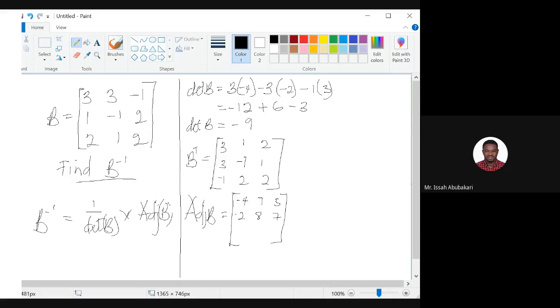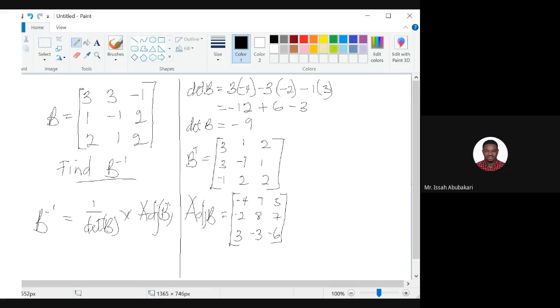Now the last row, -1. So we are going to have 1 times 1 is 1, and -1 times 2 is -2. So we have 1 minus -2, 1 plus 2 is 3. And this one will give us 3 times 1, which is 3, minus 3 times 2, 6. 3 minus 6 is -3. And the last one is 3 times -1 is -3, minus 3, which is -6.